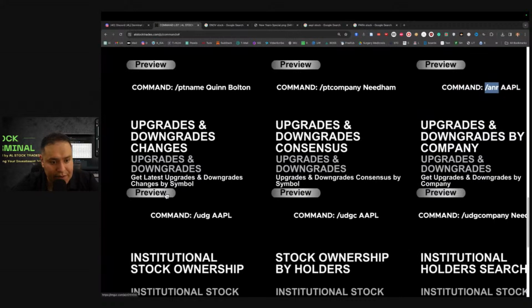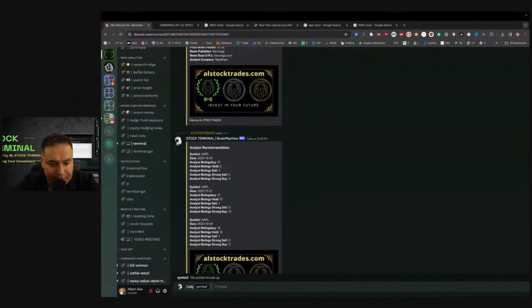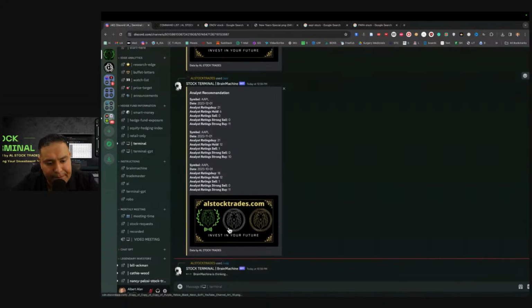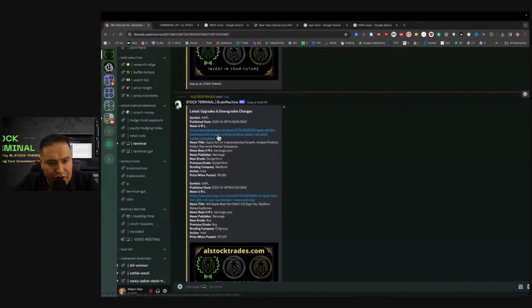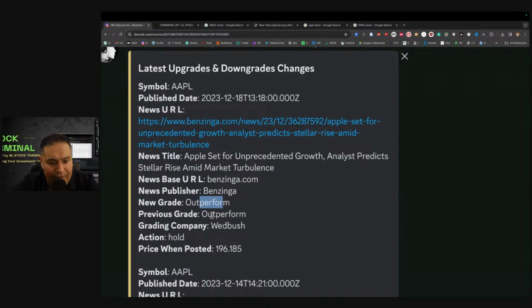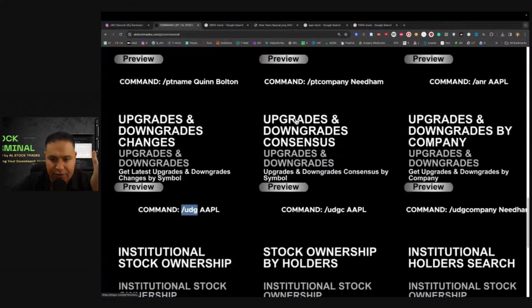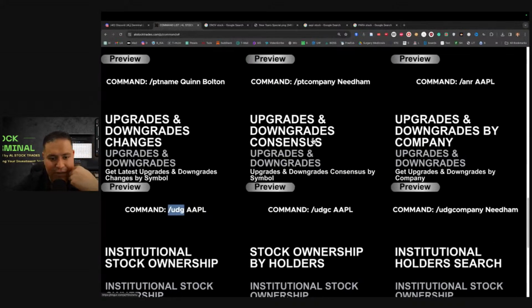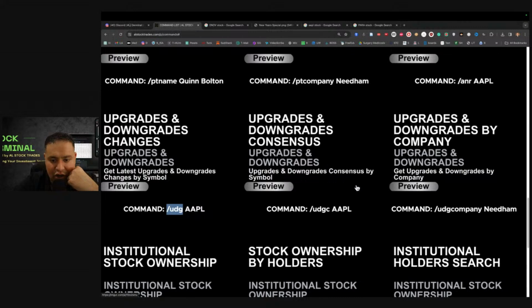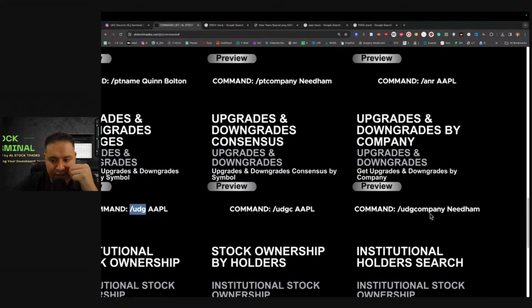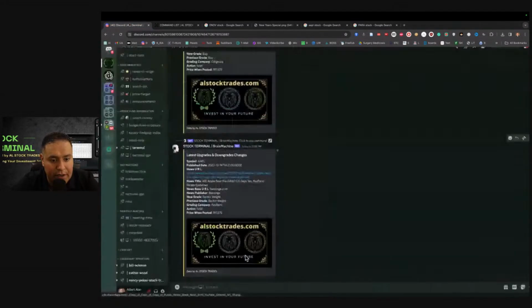Now, upgrades and downgrades. So let's go ahead and look at upgrades for Apple. Okay. So you can see here, outperform, Wedbush, price when posted. Again, I put Apple because everyone knows Apple. I'm not going to put Innov, right? I don't even know what Innov was. And then you can go back to Needham if you want to know a company's upgrades and downgrades, if you respect Needham, which I do, a lot.